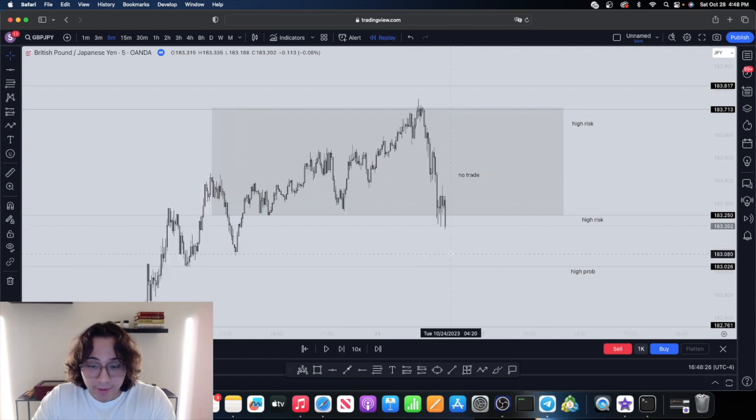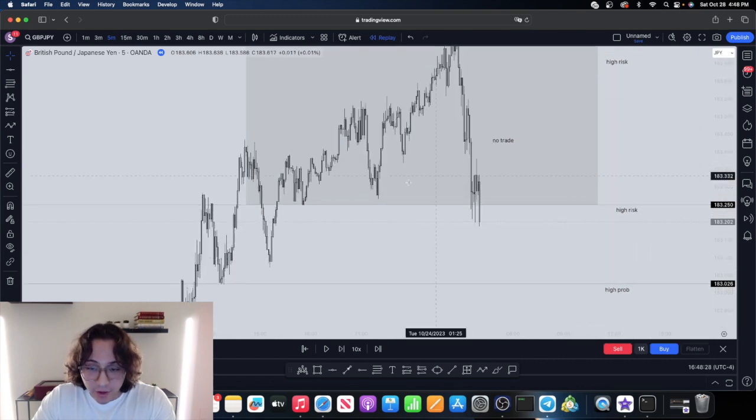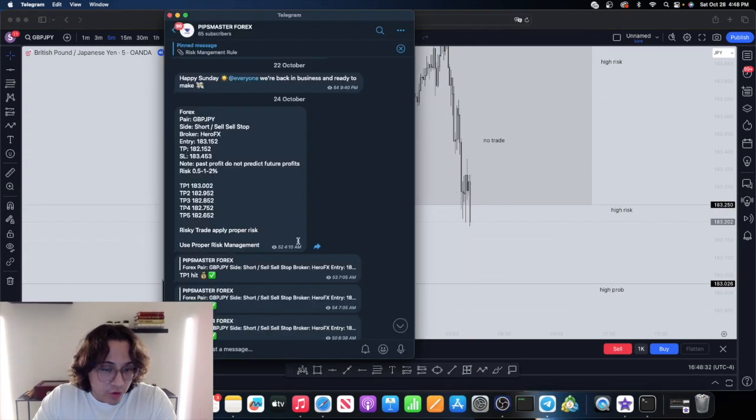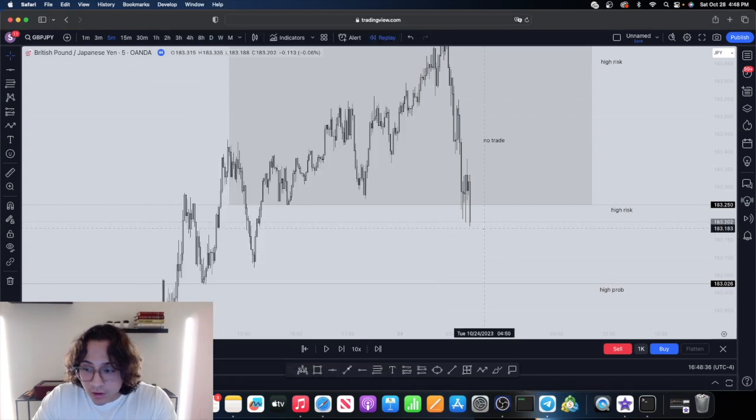All right, so we got that 5-minute candle. This is exactly the 5-minute candle that I want to see. So once we get that 5-minute candle, where was my entry? I just want to make sure my entry was at 183.152. So it was more down. Let's see what we get over here.